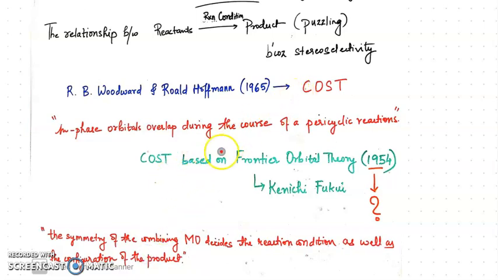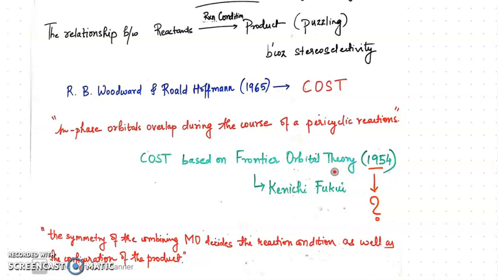Now, this conservation of orbital symmetry theory was actually based on the frontier orbital theory, which was proposed in 1954 by Kenichi Fukui. You would be surprised that this theory was proposed 10 years before, and still it wasn't able to explain the pericyclic reaction. That is because this frontier orbital theory was more mathematical in its approach, and it was quite complex to understand.